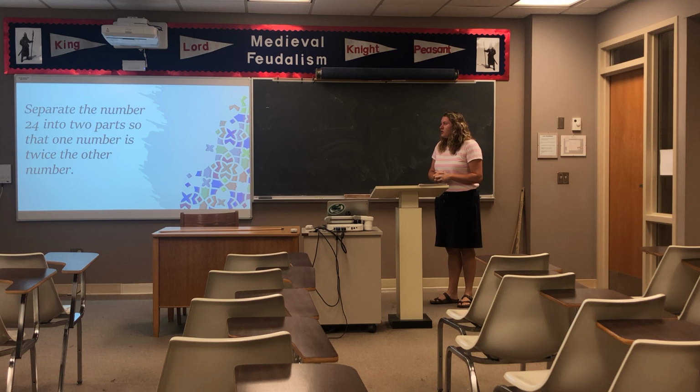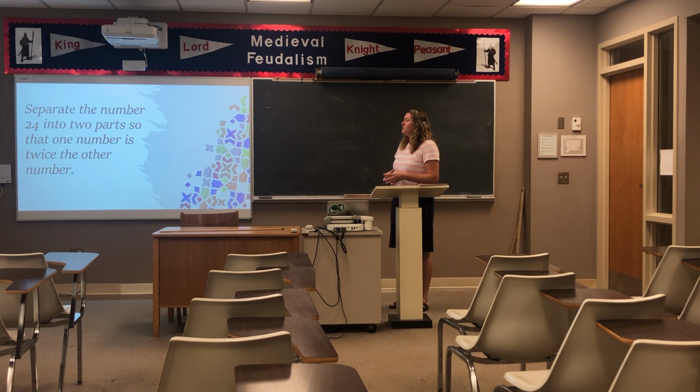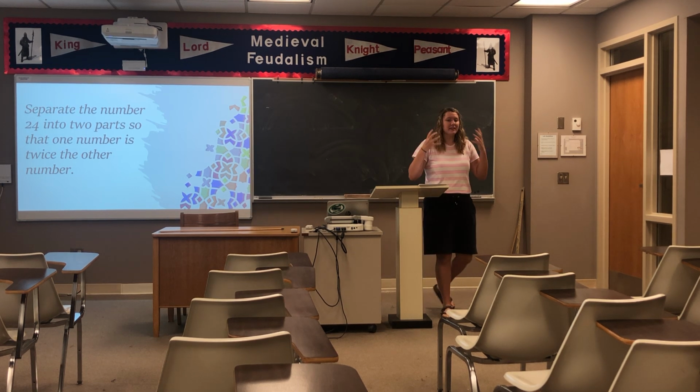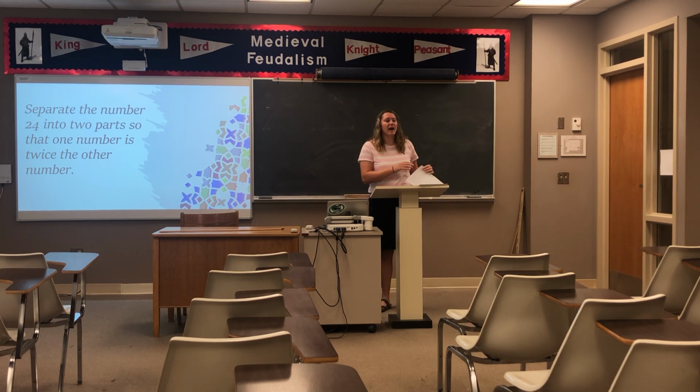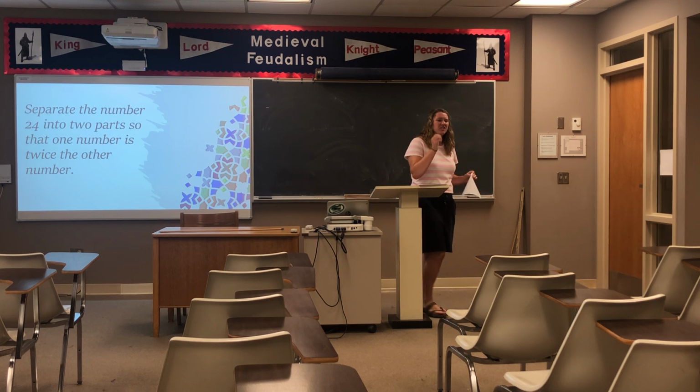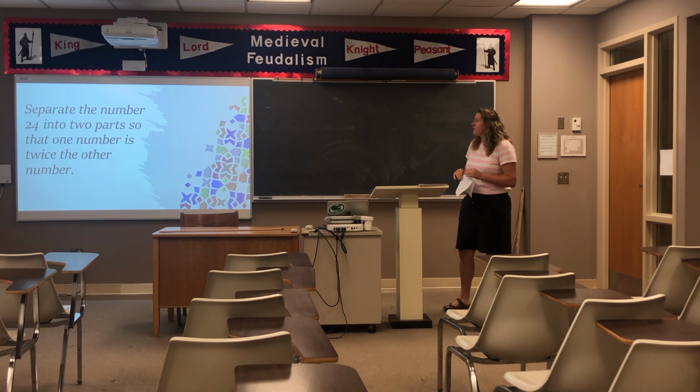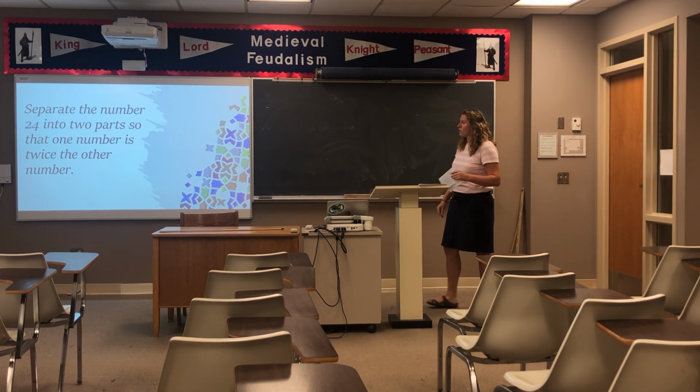Separate the number 24 into 2 parts so that one number is twice the other number. If the first time you read that, you think that's a lot of information, what am I going to do with that? Well, we're going to go just like we have been, step by step, and we're just going to take piece by piece out of our sentence. So, separate the number 24 into 2 parts.